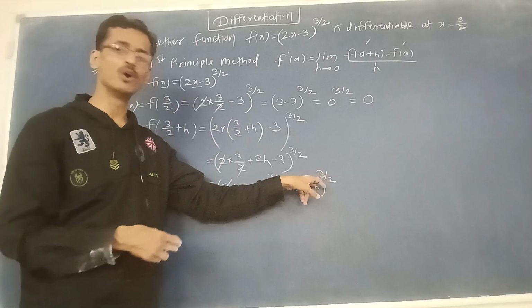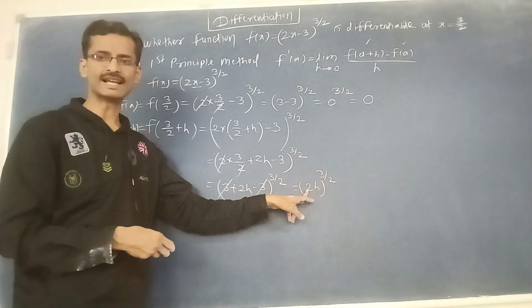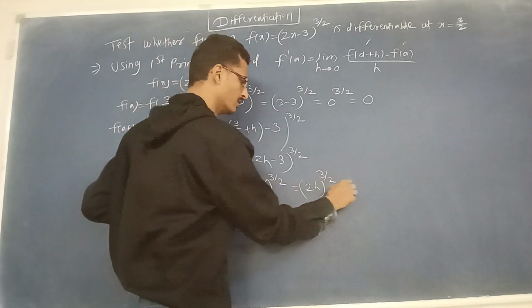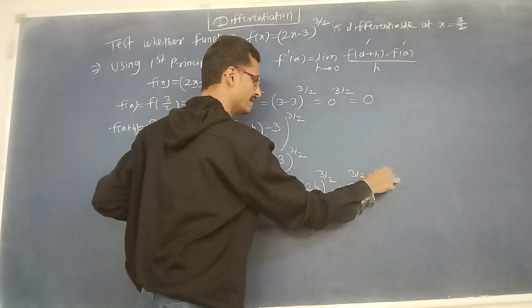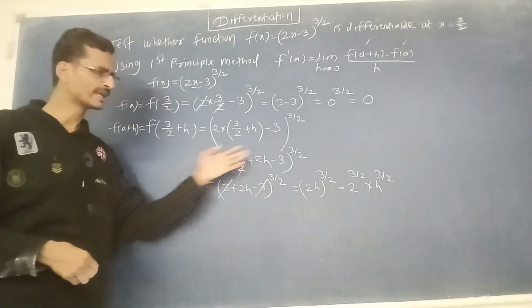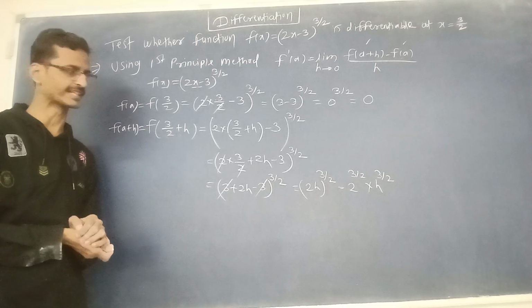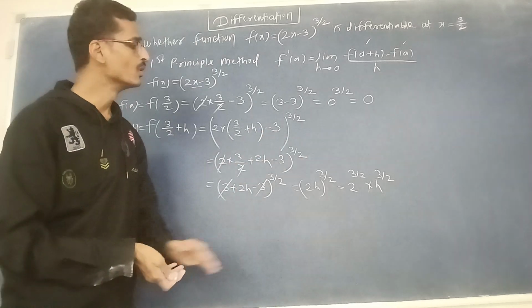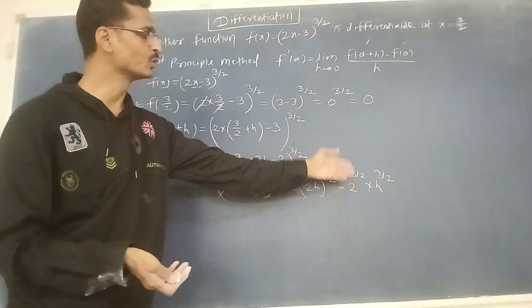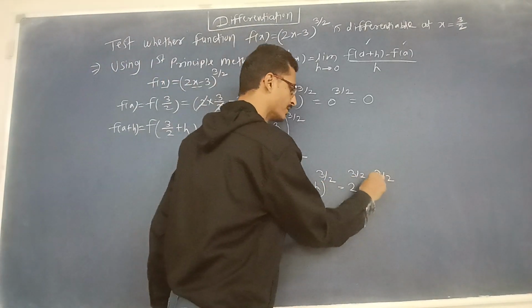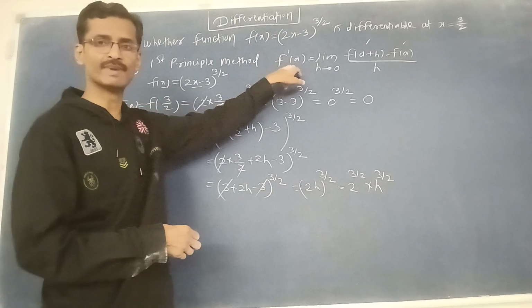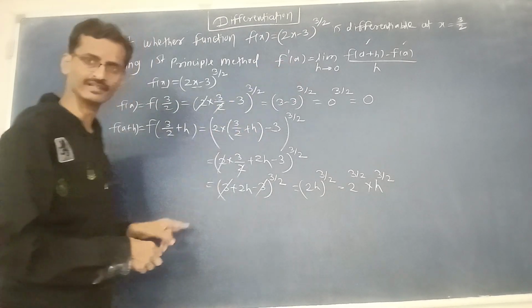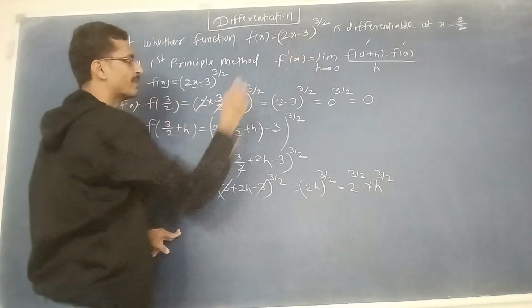So (2h)^(3/2), we can write as 2^(3/2) and h^(3/2). So we can find 2^(3/2) again if you want, or write the same now. So this is 2^(3/2) into h^(3/2). So by this first principle method, if you want, write this again here. Now a is what? 3 by 2.